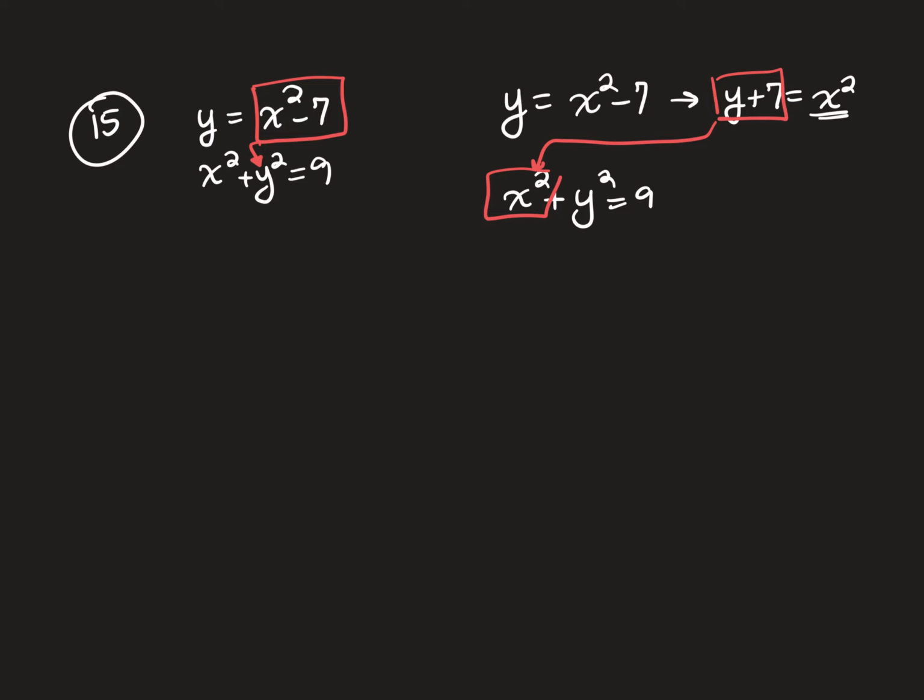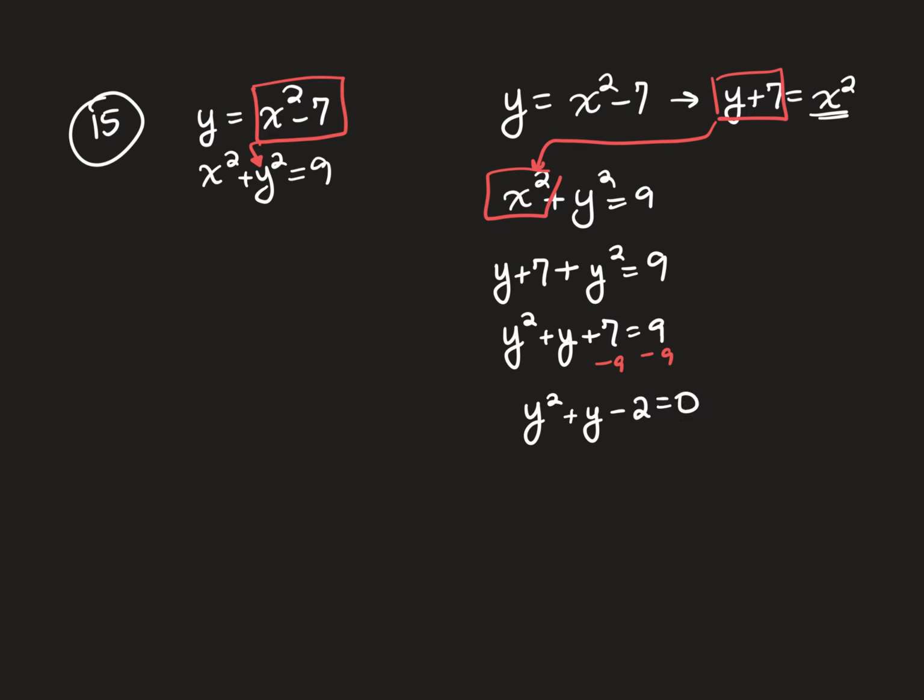So if I substitute in y plus 7 for x squared, the rest of my equation looks like this. Now I have to solve that equation for y. So what I notice is that I've got a y squared term, I've got a y term. I'm going to have to factor this. So I'm going to go ahead and subtract 9 from both sides. We get y squared plus y minus 2 equals 0. So I can factor this, and I'll get y plus 2 and y minus 1, which gives me 2 solutions for y.